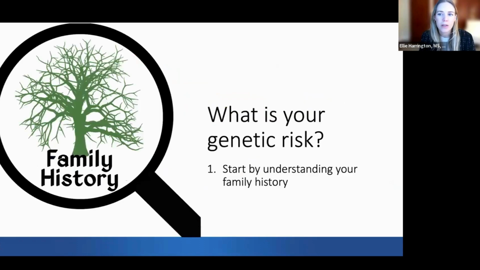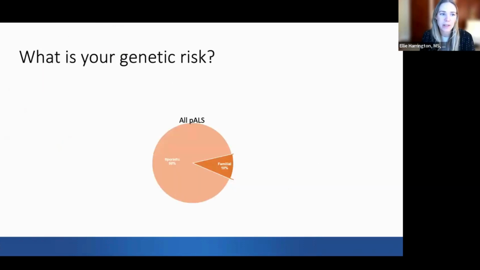Okay. So what is your genetic risk? Usually when I meet with somebody for genetic counseling, one of the first things that I do is talk about their family history. And that helps me cater exact risk, or what result could we get from genetic testing, and cater that information specifically to them. So we start by understanding your family history. The majority of people with ALS have what we call sporadic disease. 90% of people have sporadic disease, whereas about 10% of people have what we call familial disease.